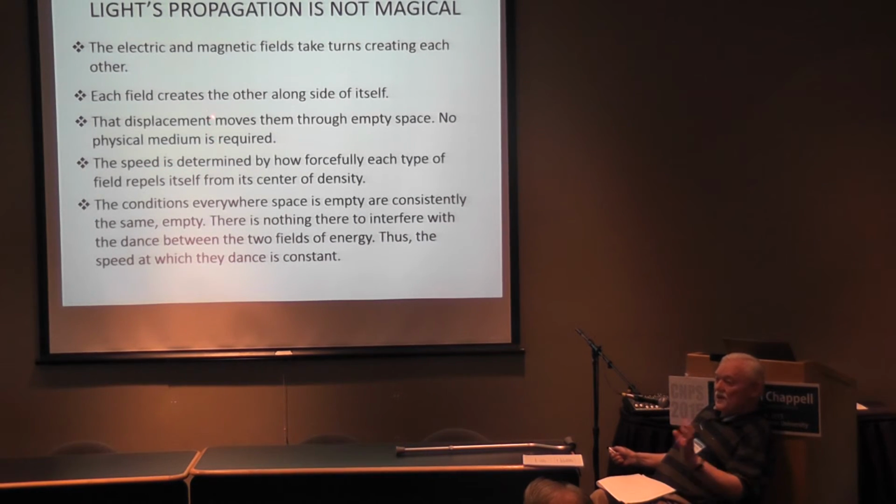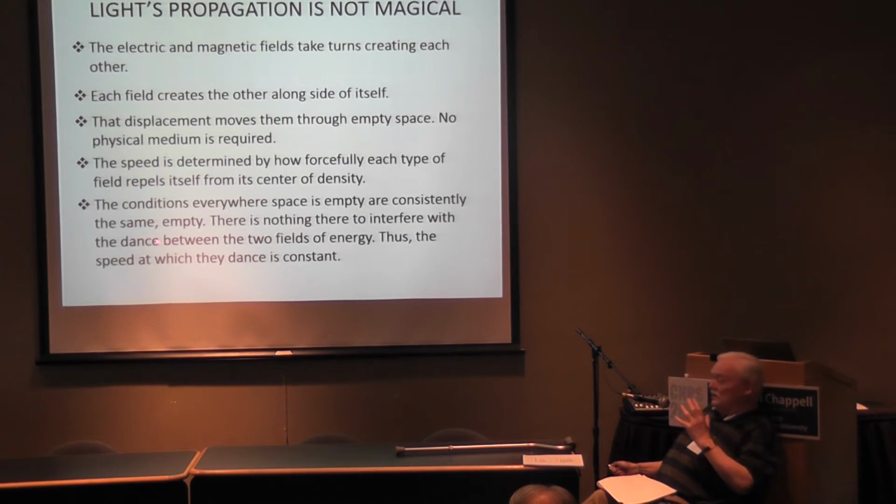And the reason it's absolutely constant, which was considered to be sort of magical, is simply because everywhere space is empty, it's the same. There's nothing to interfere with the speed at which the two waves can interact with each other, and so that movement can go on forever in empty space, and the speed will never change. If you run into a cloud of cosmic dust or Newton's lens or something that interferes with that interaction, you'll get a different result, but not in empty space. So it's just the laws of physics at work.